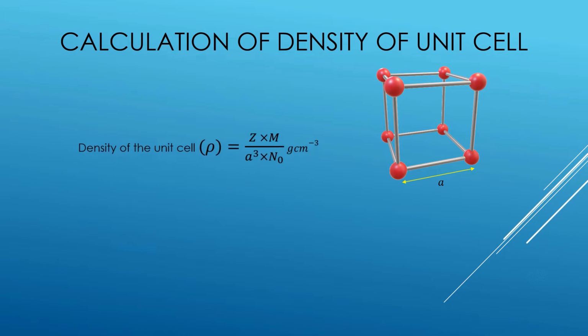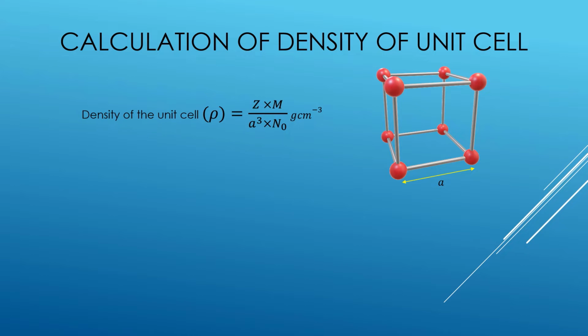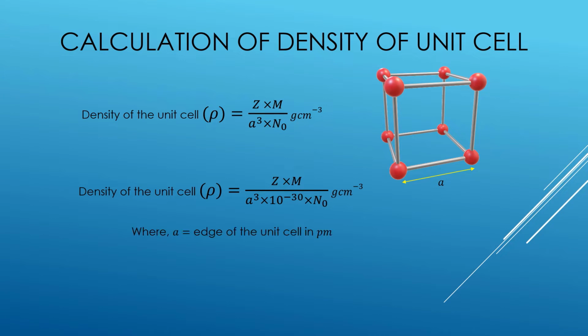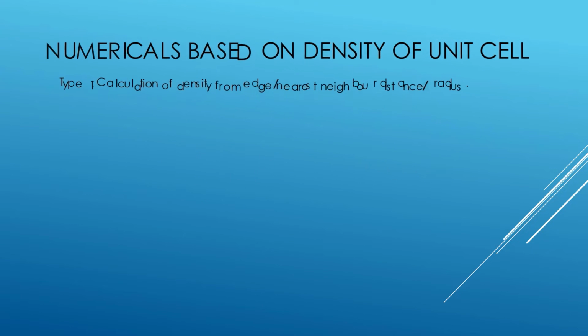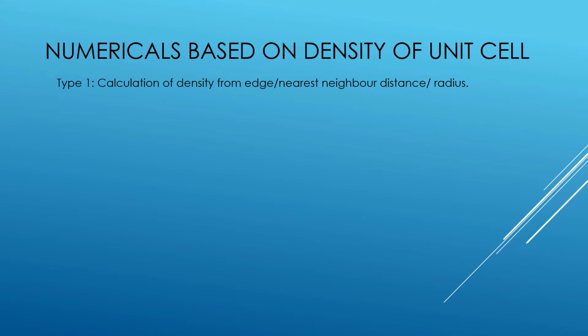Now, in case the edge length is taken in picometer, then the formula or the relation for density of unit cell is given by this equation. Now, let us go through the different numericals based on the density of the unit cell.